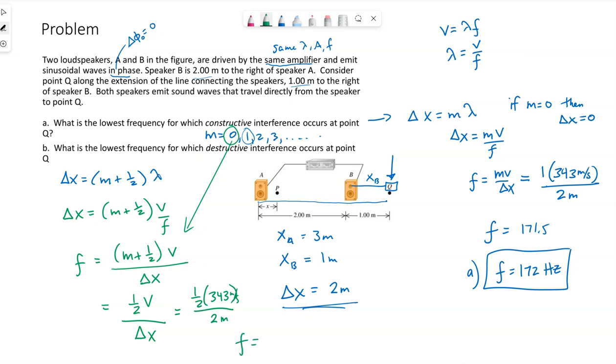This lowest frequency, 85.75, but again, 3 sig figs, 85.8 hertz would be the lowest frequency for which we would get this perfect destructive interference.